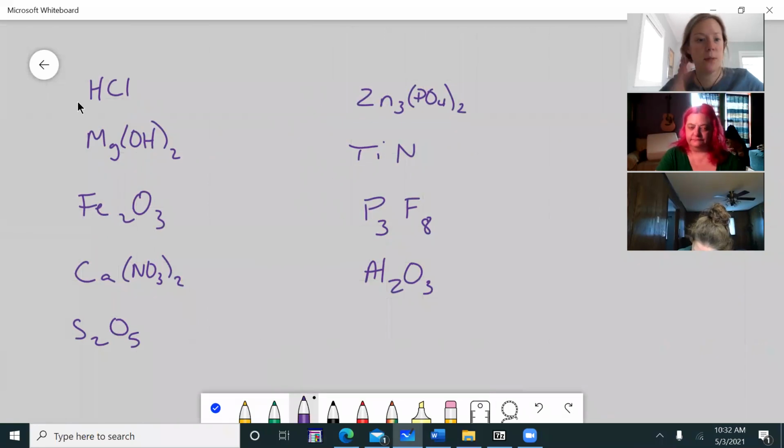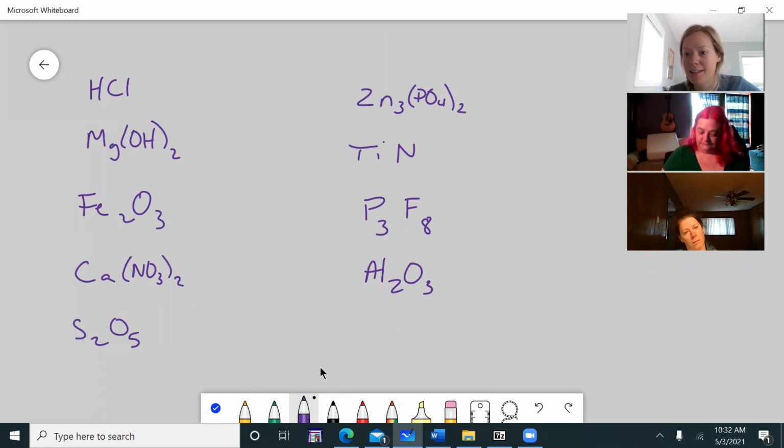Okay, this first one here. We want to name this thing. Anytime you see H in the front, that's an acid. So we want to name this as an acid. It's an acid with one other thing, which is known as a binary acid. So we call it hydro, whatever the second thing is, and then we ic acid it. So this should be hydrochloric acid.